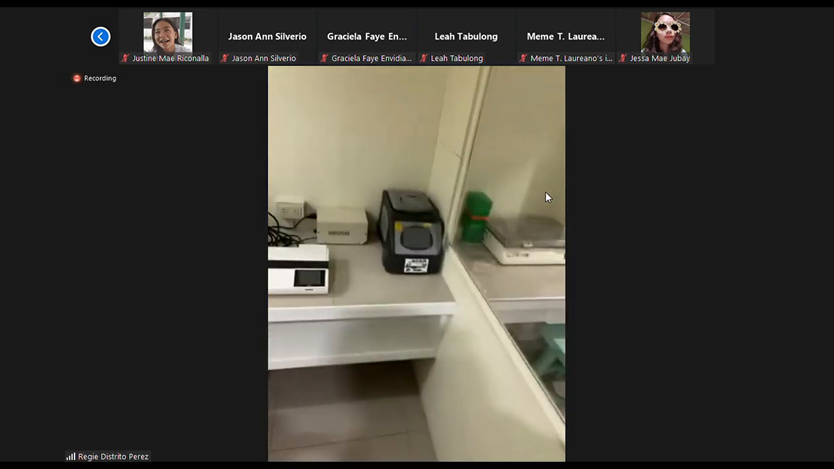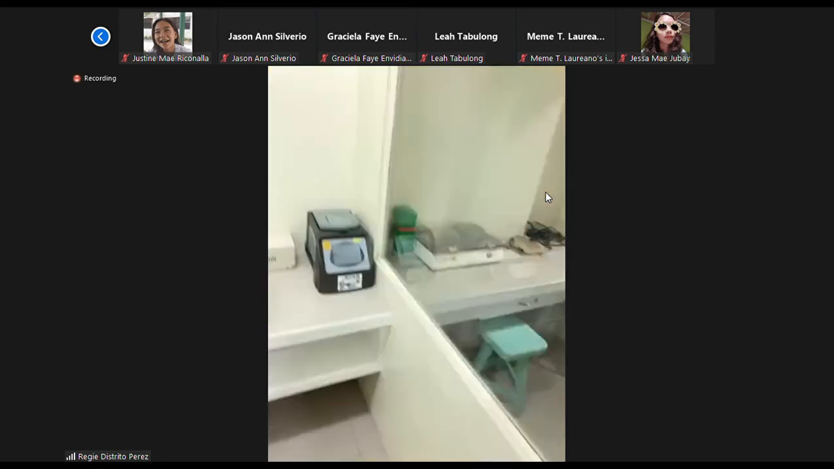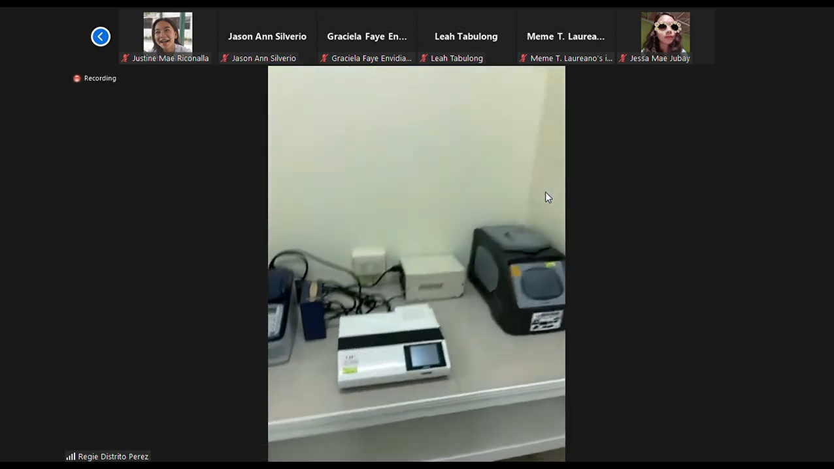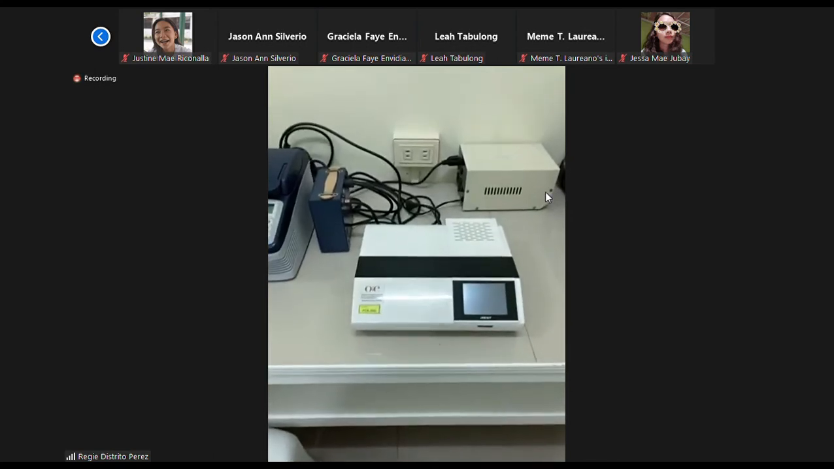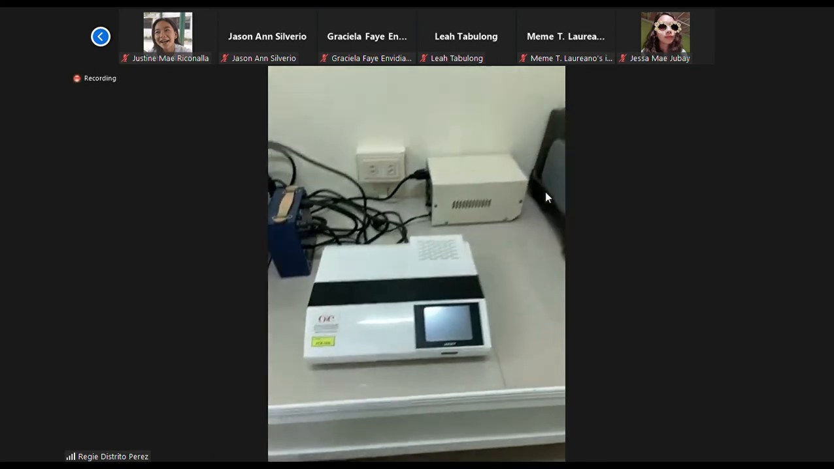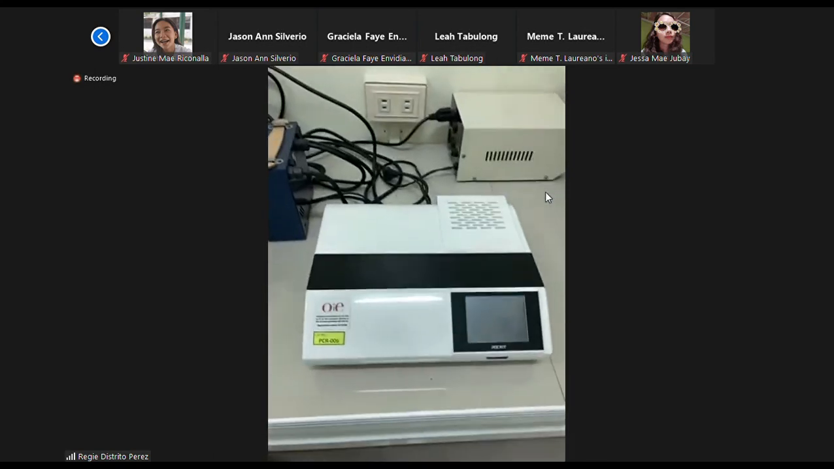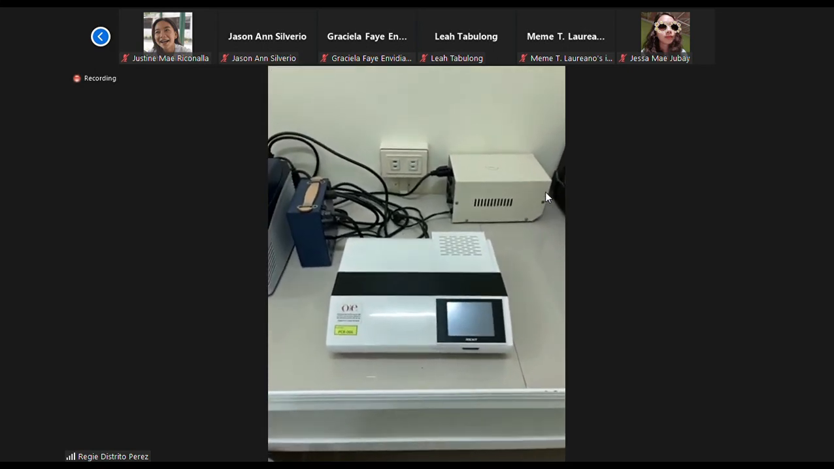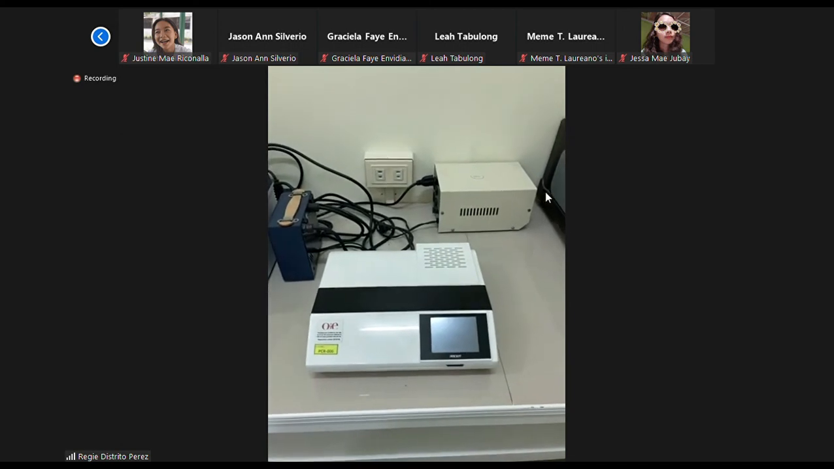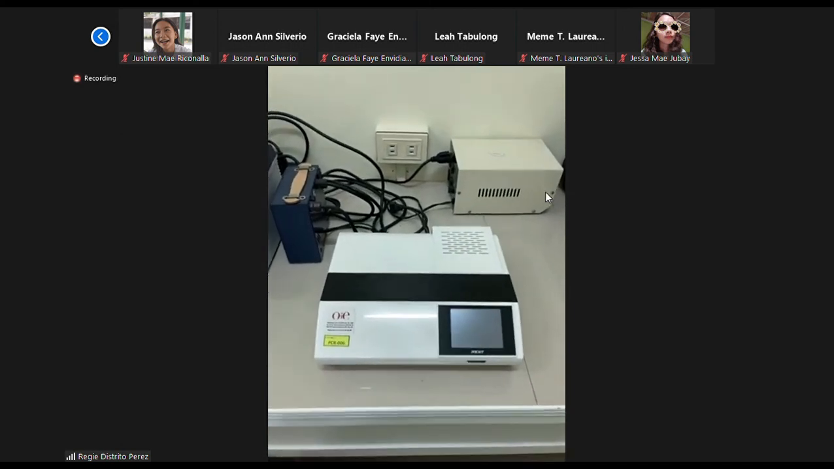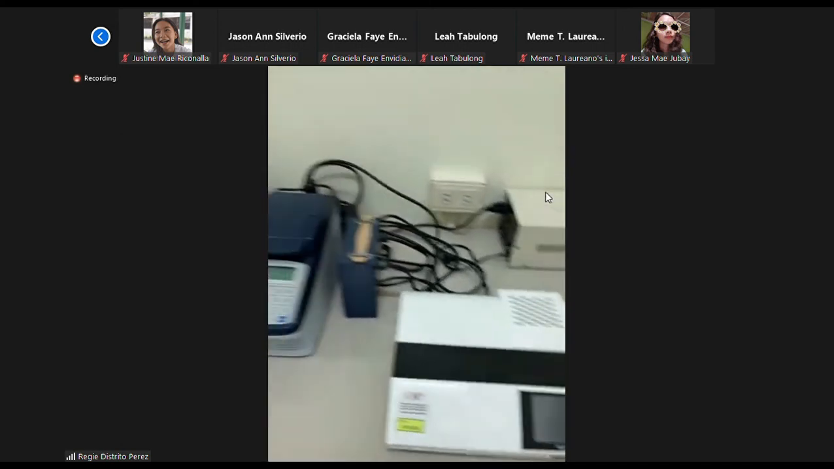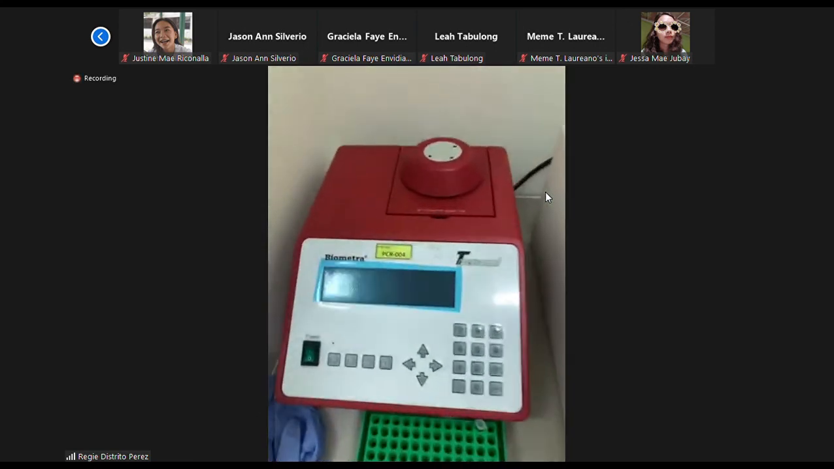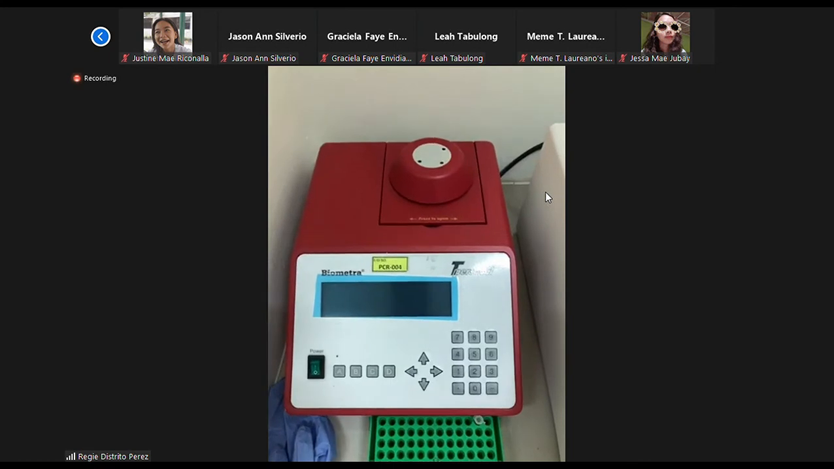So these are the PCR machines, polymerase chain reactor machines. And this one is the rapid test. For the whole process, makuha na siya in 2 to 3 hours, including sample prep. Next, the other one, the red one, Reg. The red one. Okay, amo ni siya ang first na PCR namon.